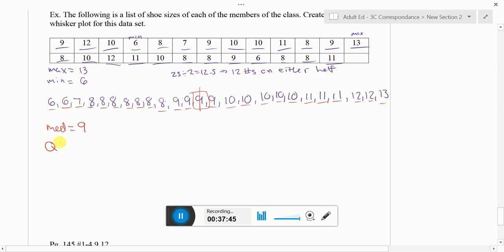Again, to make a box and whisker, I need to find my Q1. The Q1 is the middle of the first half. So I'm going to go 1, 2, 3, 4, 5 from each end. I have these two numbers in the middle, and my Q1 is right between them. So Q1 is 8 plus 8 over 2. Again, because they're both 8, we don't really have to do this. Our Q1 is equal to 8.